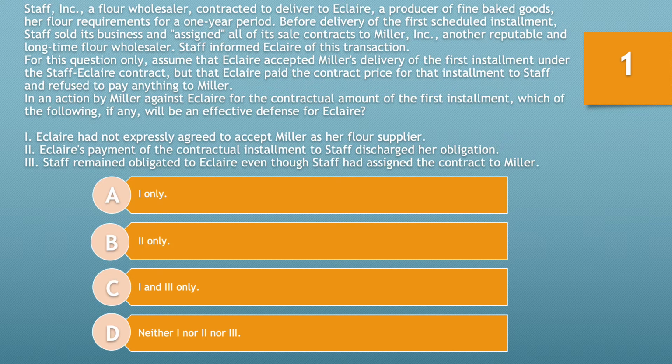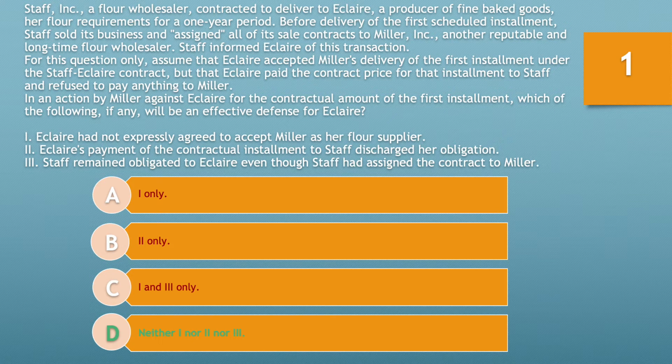Which of the three are correct? A, 1 only, B, 2 only, C, 1 and 3 only, or D, neither 1, nor 2, nor 3. Take 10 seconds and choose the best answer now. If you chose option D, neither 1 nor 2 nor 3, you'd be correct.